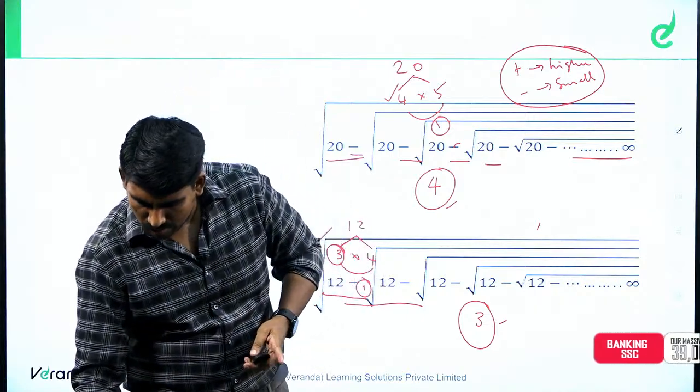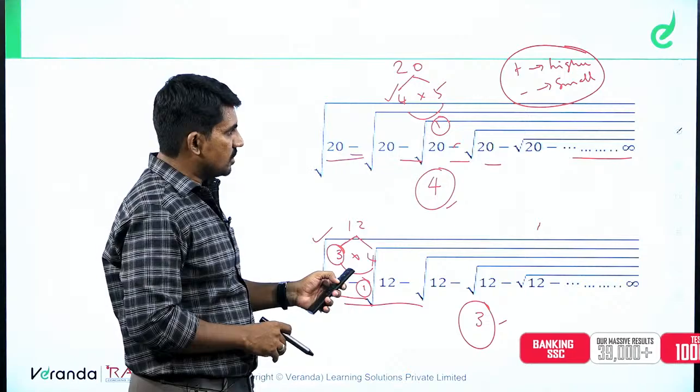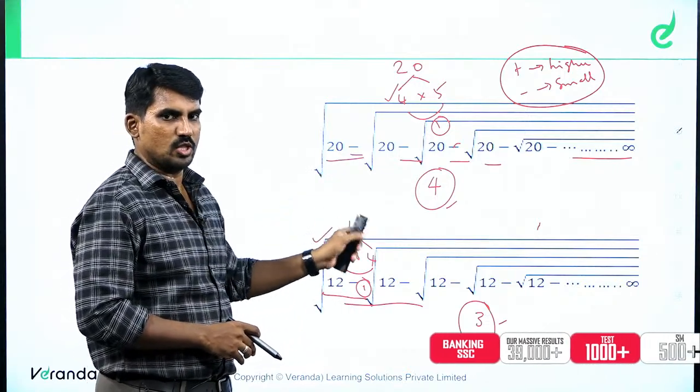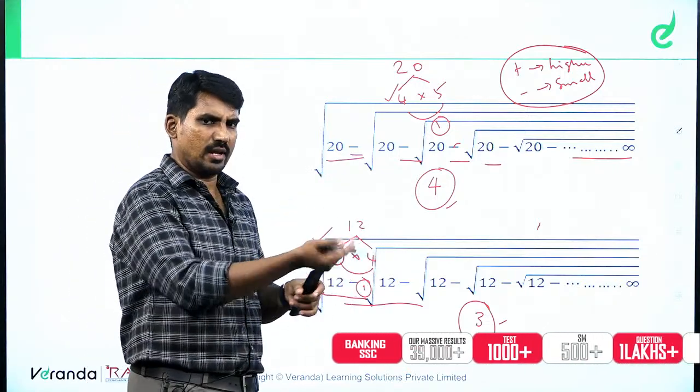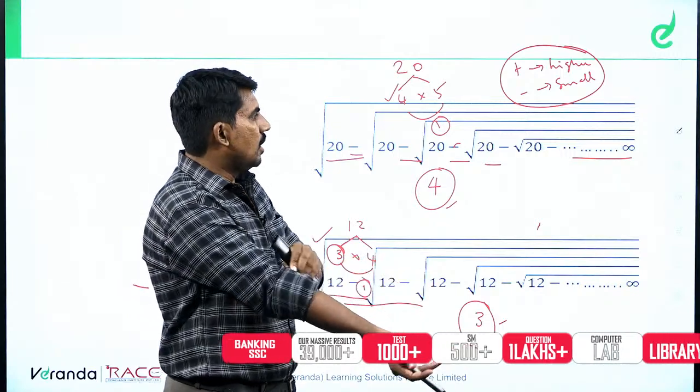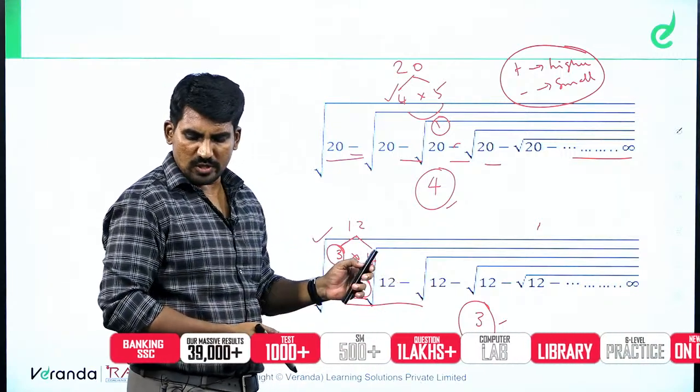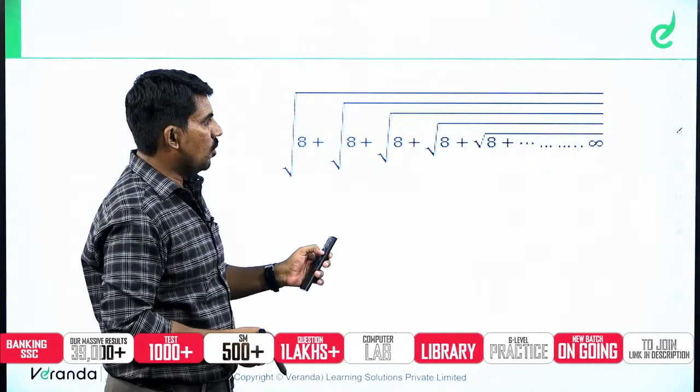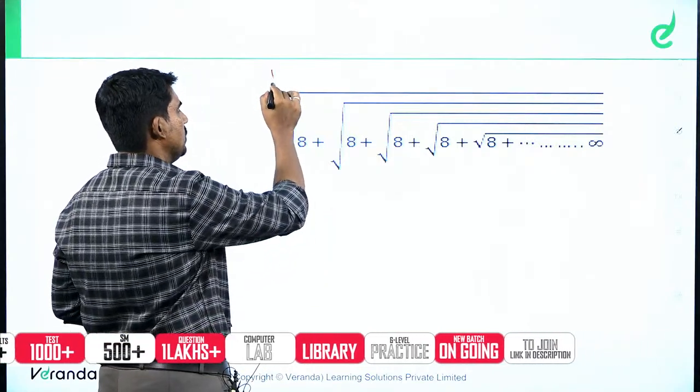Now, next type. This is type 2, with the plus and minus. Factor and get the answer. Right? Plus means higher number, minus means smaller number. Okay. Now, next type. Type 3.